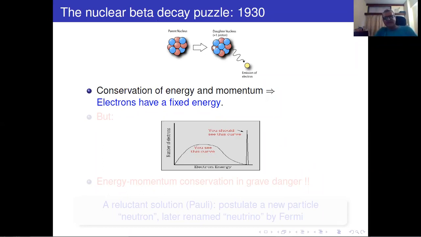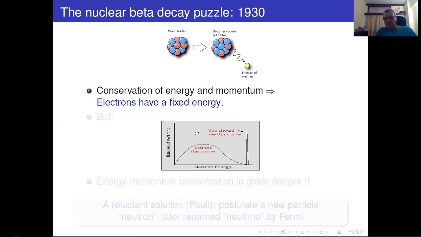A nucleus decayed into a daughter nucleus and emitted an electron. However, for those who know about conservation of energy and momentum, you immediately notice that if a single particle decays into two different particles, then both of these particles must have an exactly fixed amount of energy. So if I apply conservation of energy and momentum, that will tell me that the electron coming out of this will have a fixed energy. If I plot the number of electrons on the y-axis and the energy of the electron on the x-axis, I should get something that looks somewhat like a delta function. Only values will be here. You would observe a strong peak.